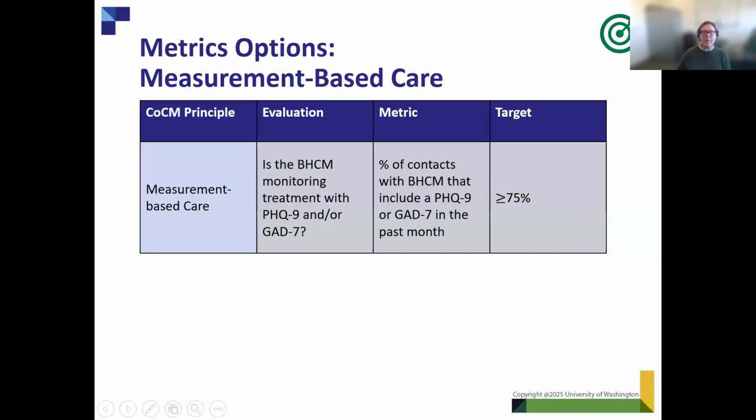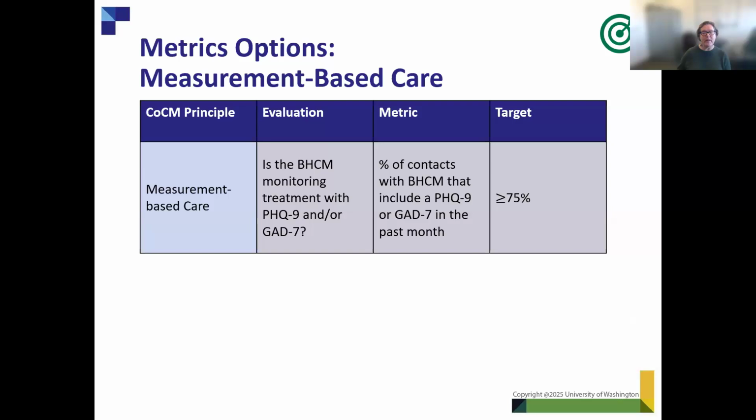Okay, so the second principle is measurement-based care. Measuring the proportion of contacts that include a symptom measure can get left behind when developing a metrics dashboard. It's easy to assume that they are being done regularly, but sometimes we see a gap between expectations and actuality.